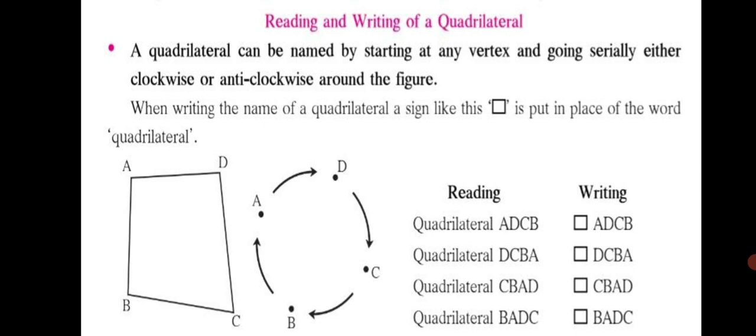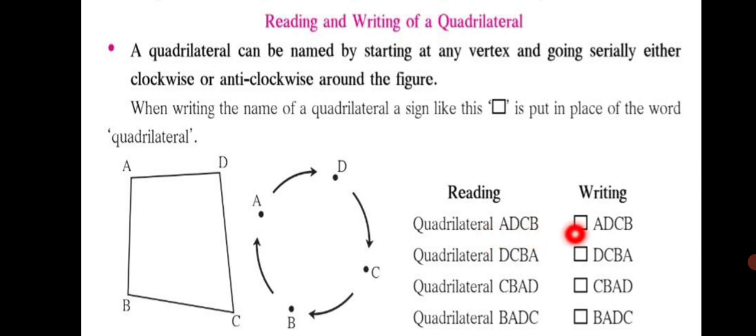If we start with vertex A, we can read it as quadrilateral ADCB. If we start with vertex D, you can read it as quadrilateral DCBA. If you start with vertex C, you can read it as quadrilateral CBAD. This is clockwise. And if you read it from vertex B, you can read it as quadrilateral BADC. So reading, you read it as quadrilateral.